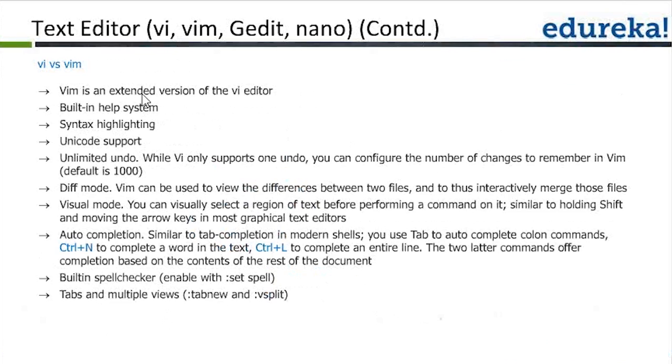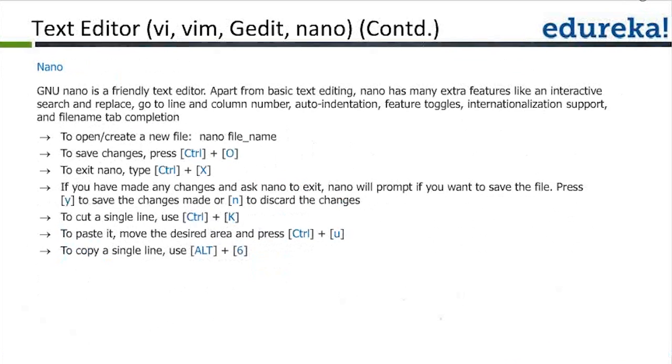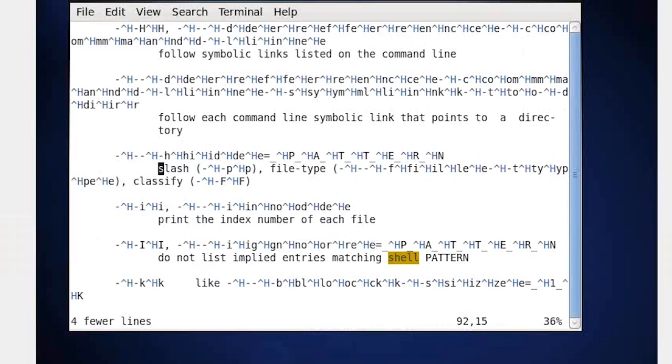Some more features are here. If you want to highlight the syntax or some other modes are available here, auto completion features and all. You can also set a built-in spell checker. So you can just read this and you can practice those options as well. And we also have Nano editor here, and you can go through these features and see if you're comfortable using a Nano editor. So mostly it has all the arguments available.